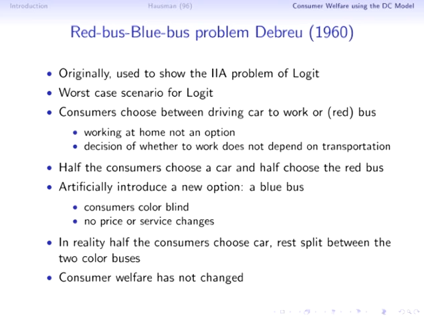I'm going to demonstrate this using an old example dating back to 1960 to Debreu. It's called the red bus, blue bus problem, and you might have seen it in different places. Originally, this was used by Debreu to show the IIA problem of Logit and some of the problems we have with Logit. In some sense, it's going to be the worst scenario for Logit, because this was used as an example: oh, you see how terrible the Logit model is, look at these terrible predictions it gives. But I'll show you that there is a way to do welfare in this model such that the Logit model could get things right here if there's no heterogeneity. That's the key. There's a big conditioning here, on the heterogeneity.